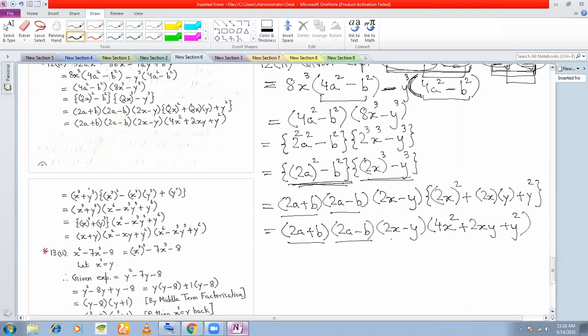So you have 4 factors, 1, 2, 3, and 4. So the given expression has been split into 4 factors. This is an important problem. If you see, very interesting also, because the first one was the difference of 2 squares, the second one was the difference of 2 cubes. Okay, so I'll stop here.